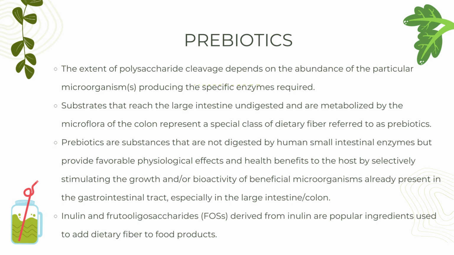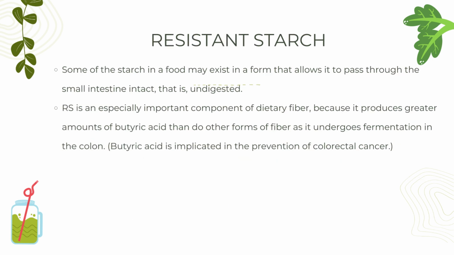Inulin and fructooligosaccharides, FOS, derived from inulin, are popular ingredients used to add dietary fiber to food products. Another usage of fiber is resistant starch. Some of the starch in a food may exist in a form that allows it to pass through the small intestine intact, that is, undigested. RS is an especially important component of dietary fiber because it produces greater amounts of butyric acid than do other forms of fiber as it undergoes fermentation in the colon. Butyric acid is implicated in the prevention of colorectal cancer.